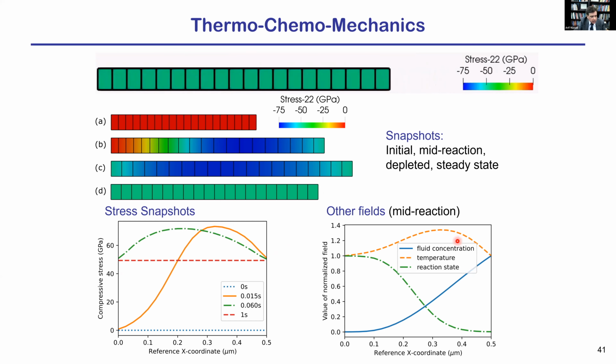Here are the fields as a function of coordinate, reaction taking place. So where the reaction has taken place, reaction state has completely exhausted the material, is fully saturated with the fluid, and the other portion has not gone through the reaction state, and the fluid has not reached there yet.